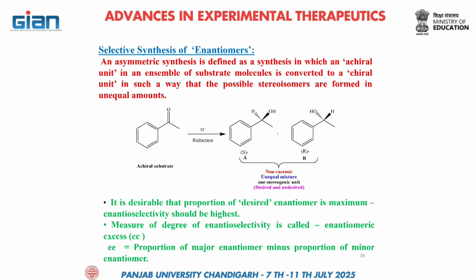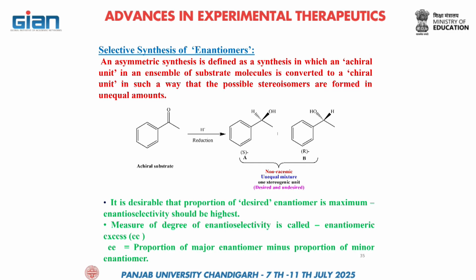Now I am asking, what is the difference between A and B? It is only the stereochemistry, the arrangement of hydrogen and OH in three-dimensional space. In the first picture, the hydrogen is below the plane. In the second molecule, the hydrogen is above the plane. So this is the only difference, but you want such a molecule in unequal amounts. Which enantiomer is more preferable compared to the other one tells you the enantioselectivity.